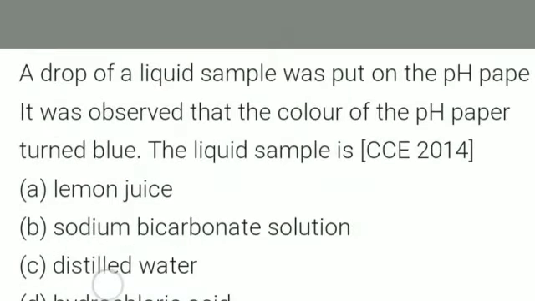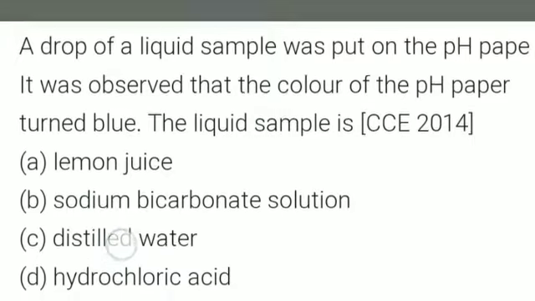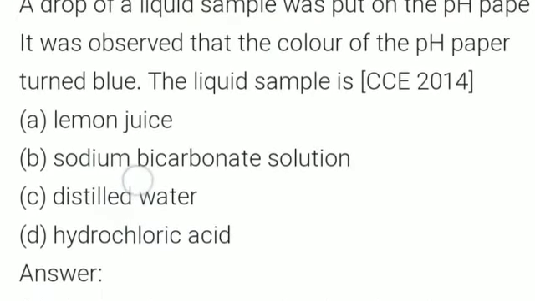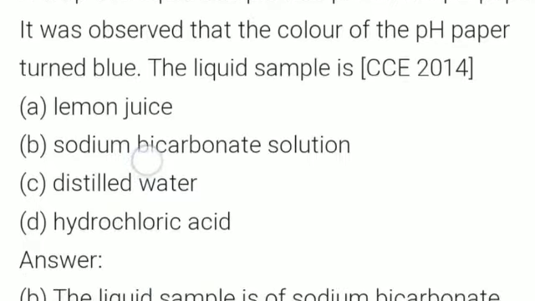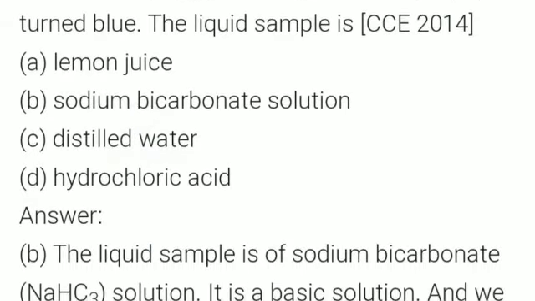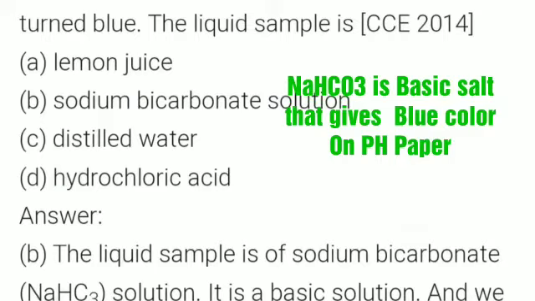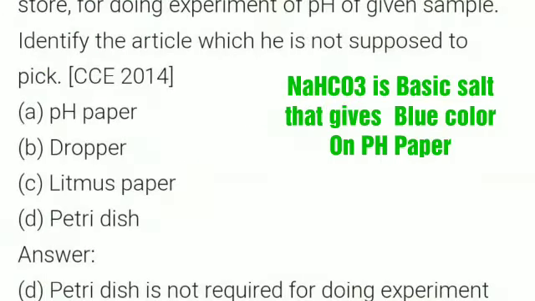A drop of liquid sample was put on the pH paper. It was observed that the color of the pH paper turned blue. Turned blue means it is a base. The liquid sample is lemon juice, this is acid. Sodium bicarbonate, it is a base, so it is the correct option. Distilled water is neutral, and hydrochloric acid is an acid, so this is incorrect. So B is the correct answer.